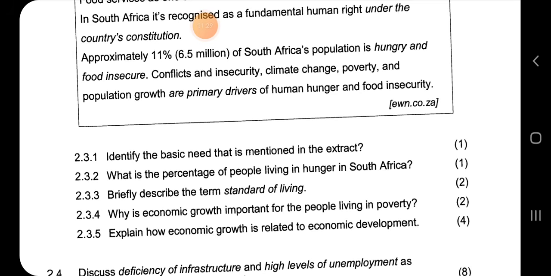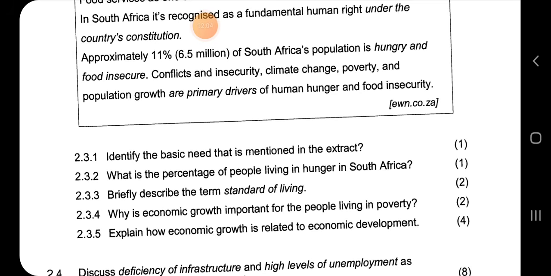So 2.3.4 says, why is economic growth important for the people living in poverty? Why is the growth of our economy important for people living in poverty? We will be able to have jobs. So the creation of jobs will take place and people who live in poverty will be able to provide for themselves. So that is one benefit of having economic growth benefiting the poor.